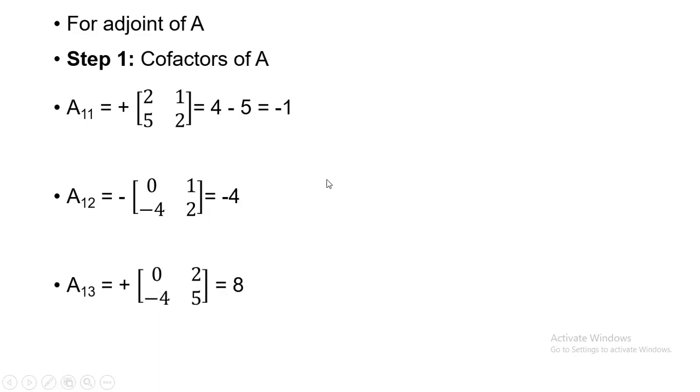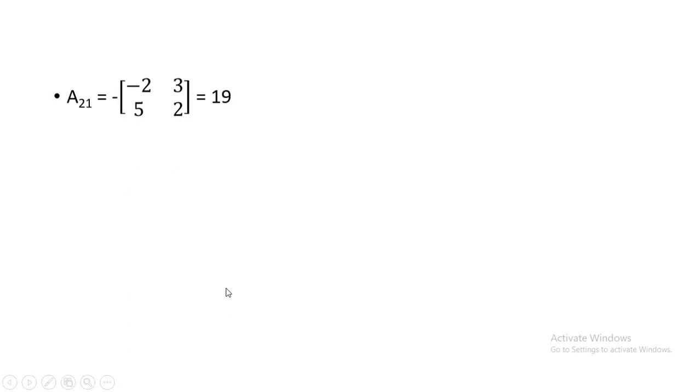Now we're going to do the same thing with A13. First row, third column: hide all the elements of the first row and third column. The remaining elements will be the cofactor for A13. Now 0 into 5 is 0. Positive 2 into minus 4 is, with the sign, positive 8. Positive into positive is positive.